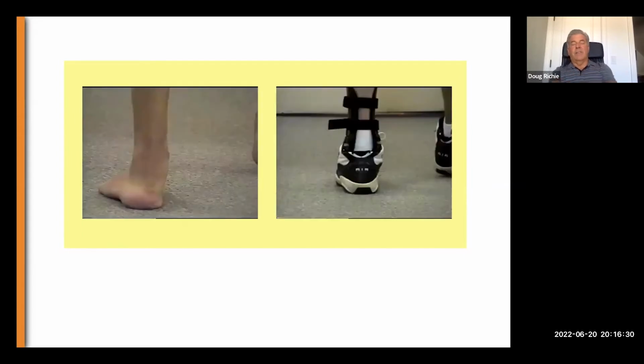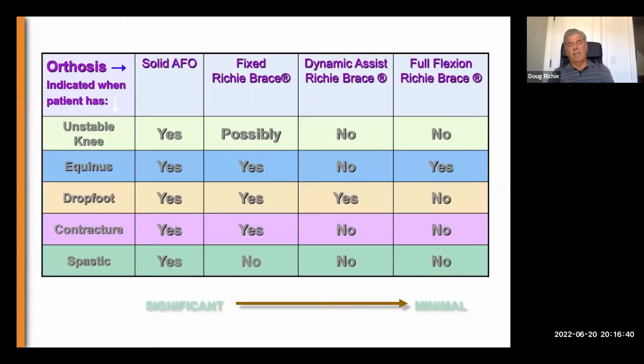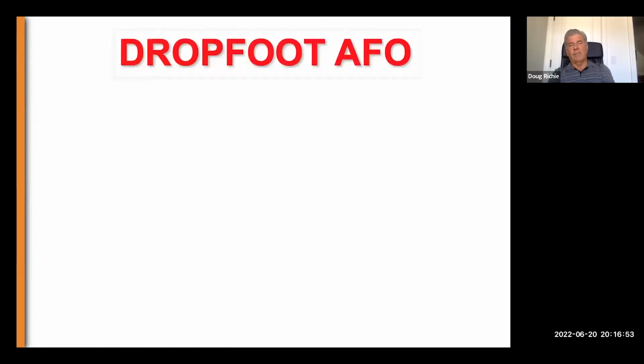Because the brace has a custom foot plate, we can do frontal plane corrections of the foot in case of need to control excessive pronation or supination compensation. So picking the correct brace can sometimes be a challenging situation, but I'm going to go through and just give you some simple pearls here and try to simplify the whole process.